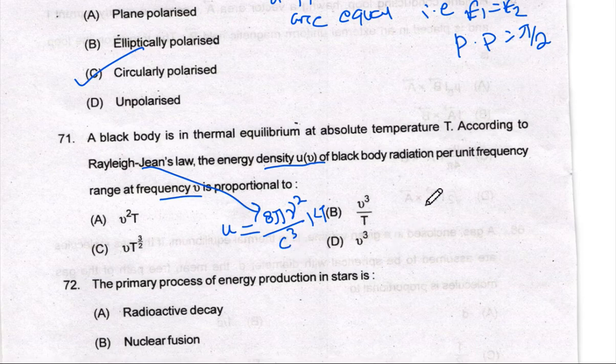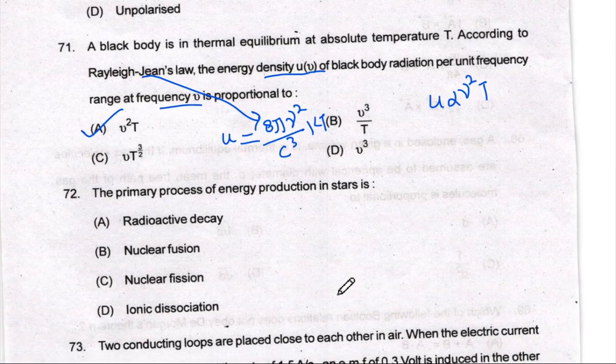So from here, if I write directly, mu is directly proportional to frequency into T. So which is option A. So option A is the correct answer. So next question 72. So 72 is asking the primary process of energy production in stars.